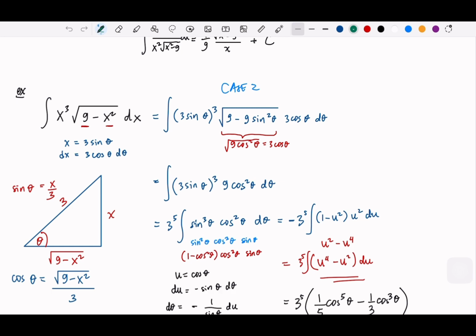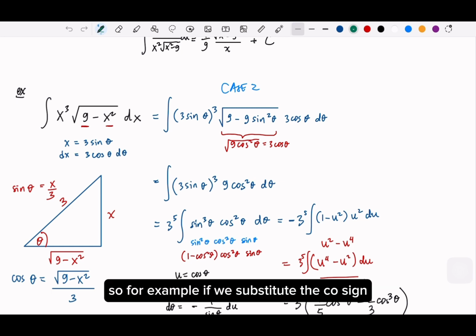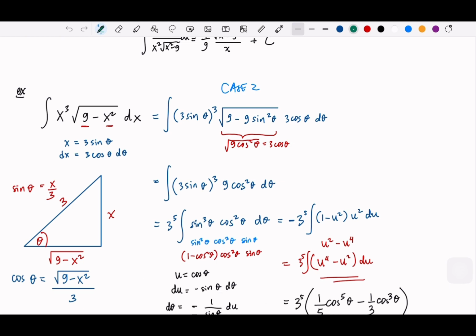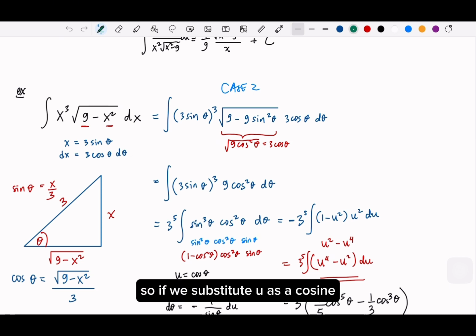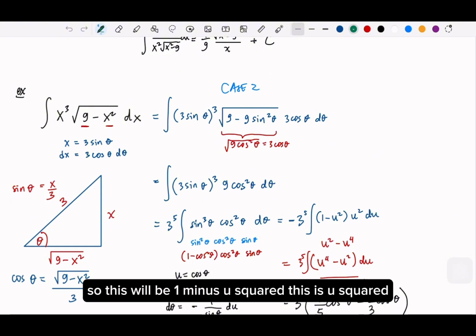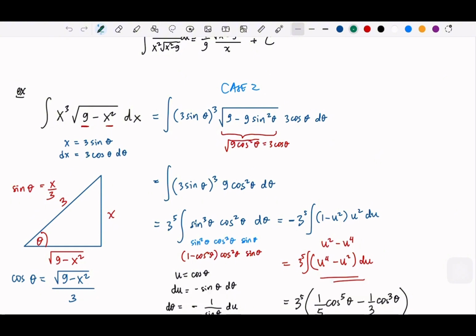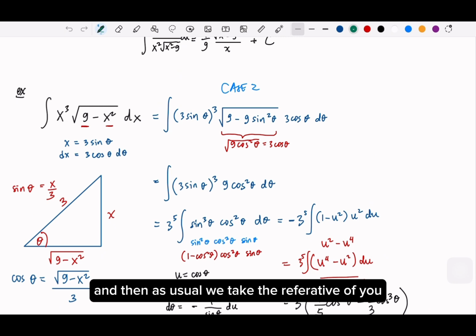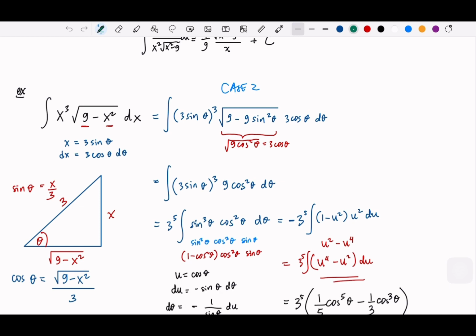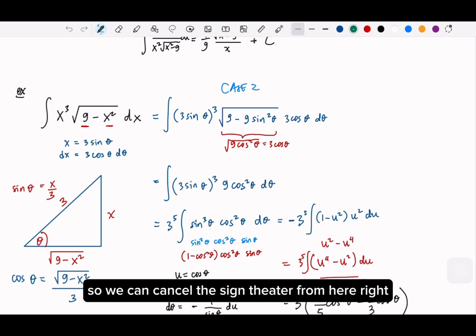If we substitute the sine squared, we get 1 minus cosine squared theta. So if we substitute only cosine, let me write with the red color, if we substitute u as cosine, this will be 1 minus u squared, this is u squared, sine, I forgot d theta. And then, as usual, we take the derivative of u, this will be negative sine theta d theta. So we can cancel the sine theta from here, right?